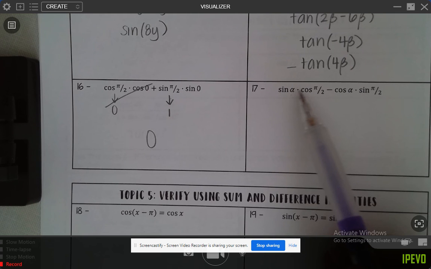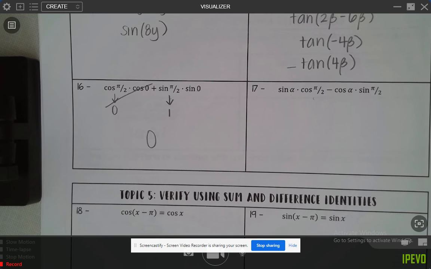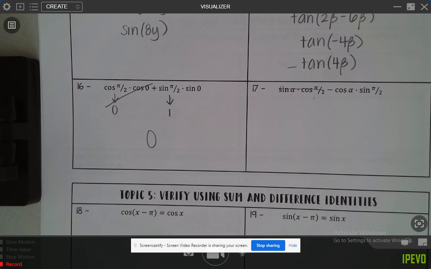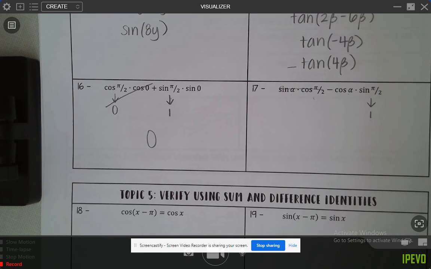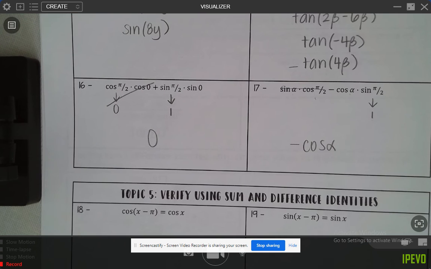Sine of alpha times the cosine of pi over 2. What's the cosine of pi over 2? 0. So that one's gone. Cosine of alpha times the sine of pi over 2. What's the sine of pi over 2? 1. So this is like saying negative cosine of alpha times 1. So this is just negative cosine alpha.